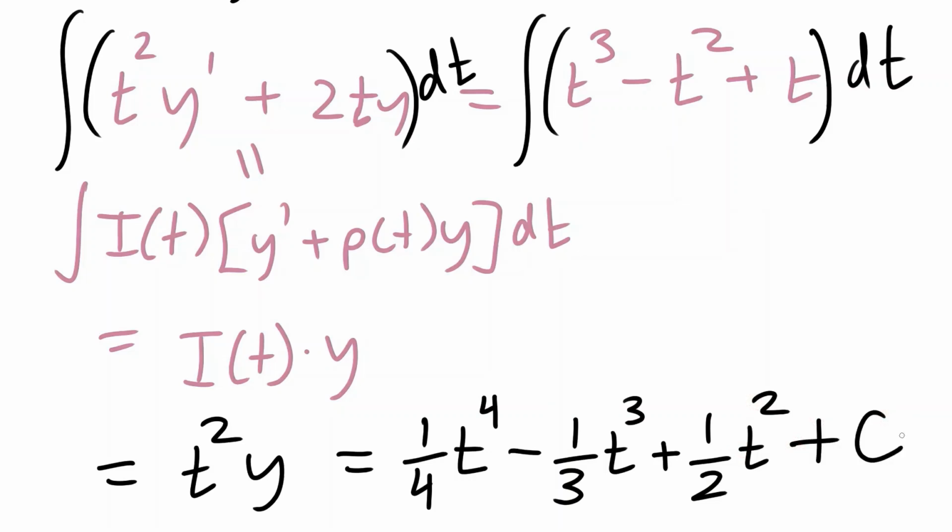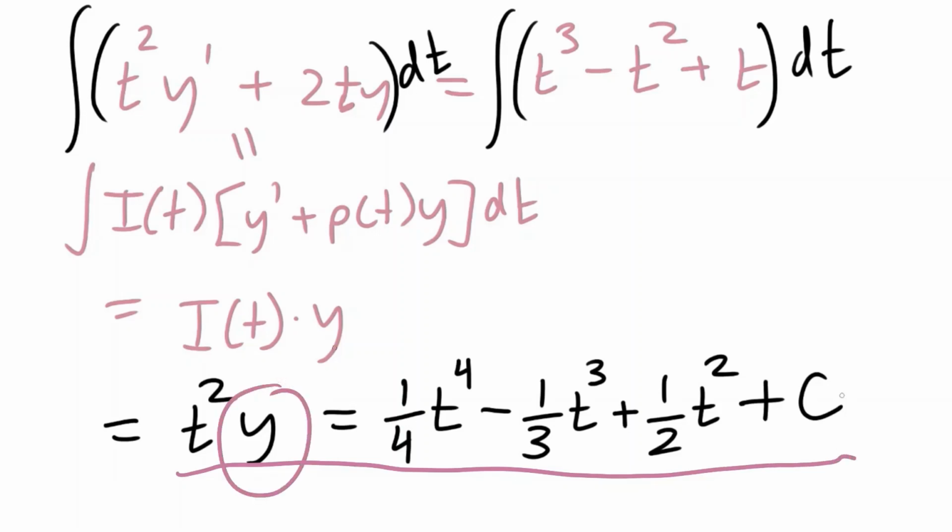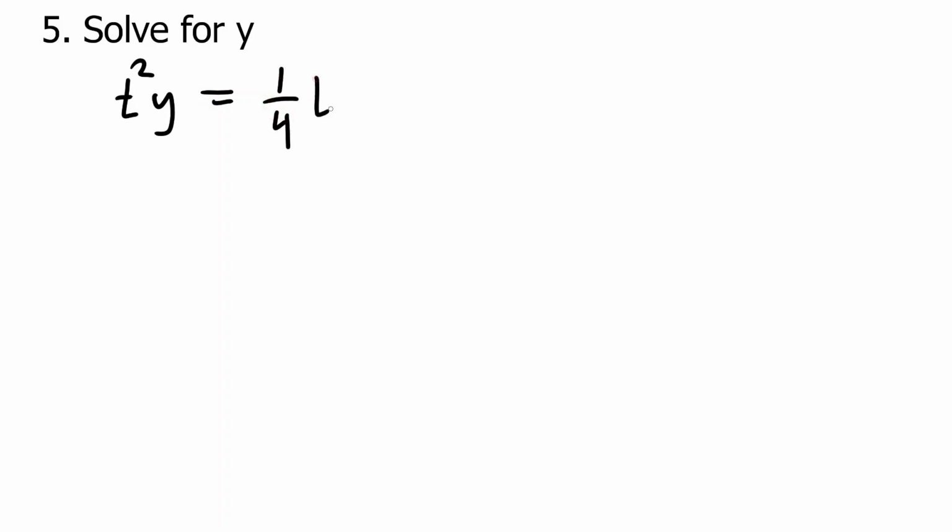So that is integrating both sides. And now we can solve for y and get our general solution. To do that, we take the equation we just got and isolate our y. I'm going to go down here and copy our equation from step 4. So we have t squared y equals 1/4 t to the 4 minus 1/3 t cubed plus 1/2 t squared, and don't forget the plus c.